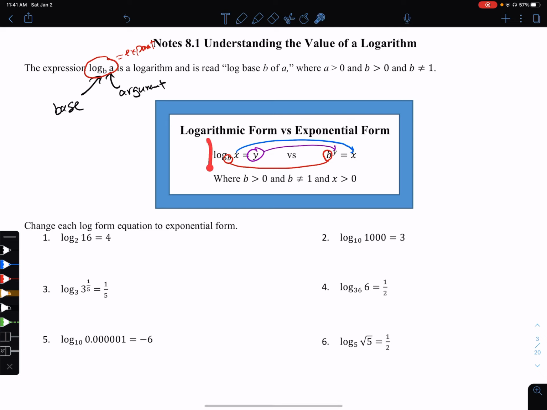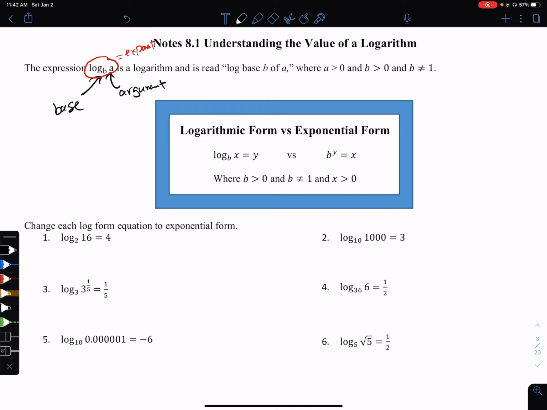Now I will admit, the way this is written in log form is completely illogical. I wish it was written different, but it isn't. We need to be proficient at changing something from log form to exponential form, or from exponential form to log form. Notice once again, the base has to be bigger than 0, but it can't be 1. And the argument, which is this fellow here, has to be positive.